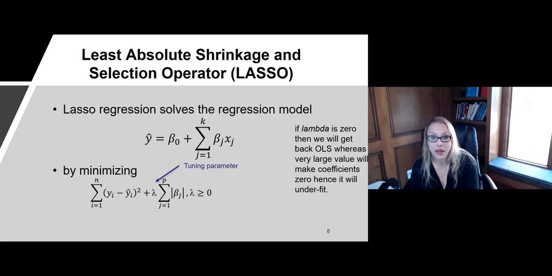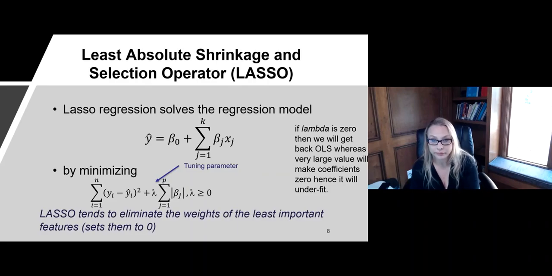We are adding this penalty, and then again, we have our lambda, which is the tuning parameter that we will use. Now, if lambda is 0, we'll then get back our ordinary least squares model. Whereas if the lambda parameter is large, it will make the coefficients 0, and therefore it underfits our model. It's going to find the best fit that would minimize this cost function somewhere between the ordinary least squares regression model and having all the betas equal 0.